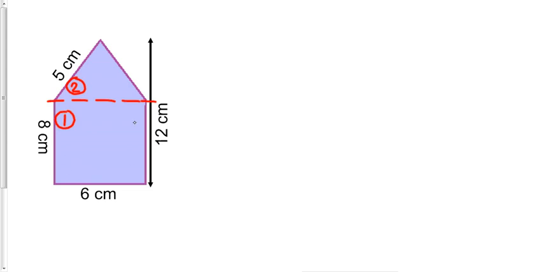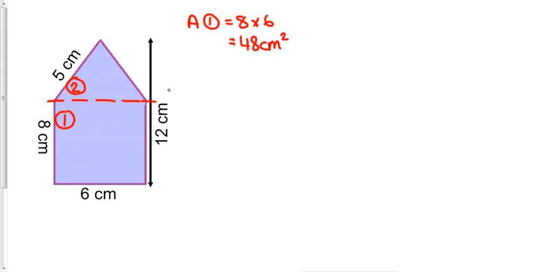Do I have all the information I need to work out the area of shape number 1? Well, that length there is 8, and that length there is 6, so yeah, I do. So area number 1 is 8 times 6, and 8 sixes are 48 centimetres squared.